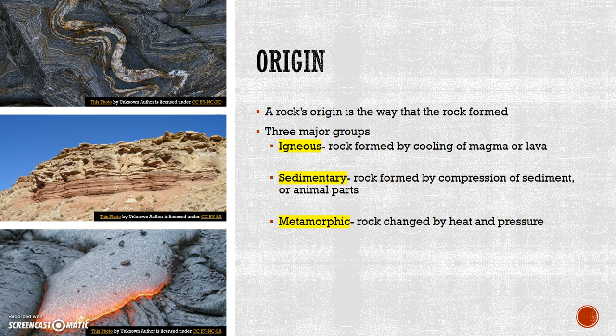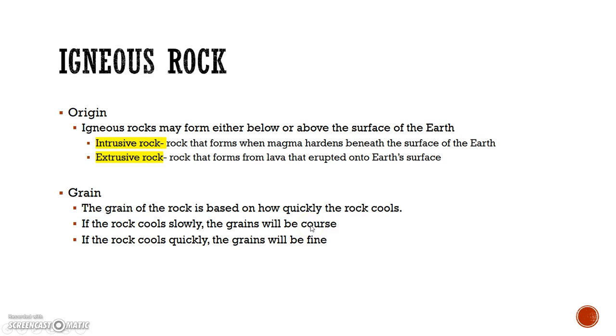So a rock's origin is the way that the rock formed. And there are three major groups, which I'm sure you've heard of. We have igneous rock, which is formed by cooling of magma or lava, which is here. We have sedimentary rock, which is formed by compression of sediment or animal parts. And then we have metamorphic, which is changed by heat and pressure. And the fun fact is it has to start as igneous or sedimentary to become metamorphic.